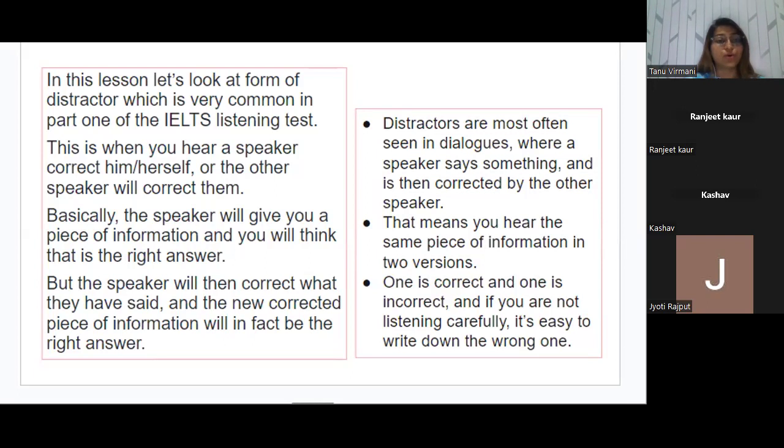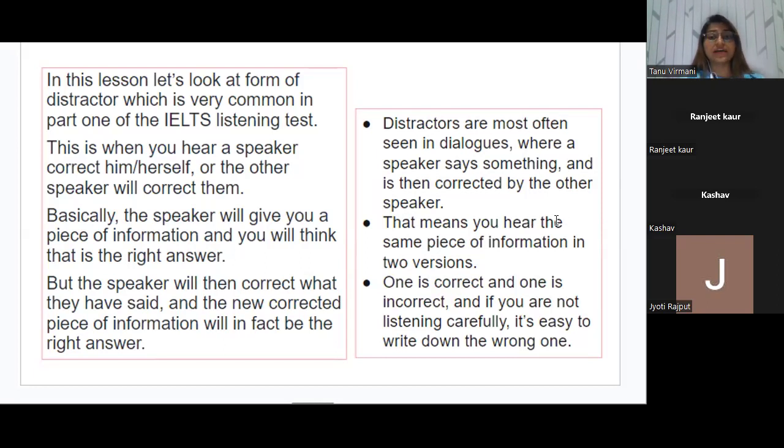Sorry, but, no, yes. Just make sure of these words. Distractors are most often seen in dialogues, where a speaker says something and is then corrected by the other speaker. So that means conversations. और conversations कहाँ पर होती हैं? पार्ट 1 में एंड पार्ट 3 में. Part 2 and part 4 are monologues. So distractors often come in the dialogue parts.